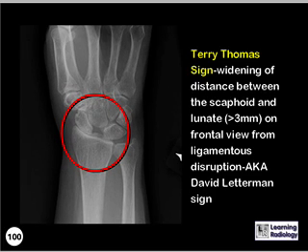This is the Terry-Thomas sign, also known as the David Letterman sign, which is widening of the distance between the scaphoid and the lunate greater than 3 millimeters on a frontal view from ligamentous disruption.